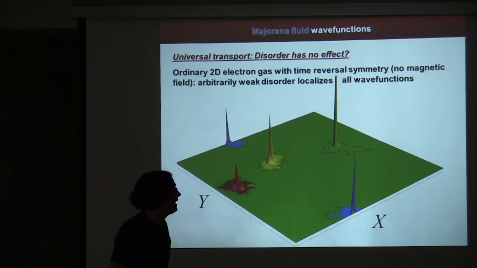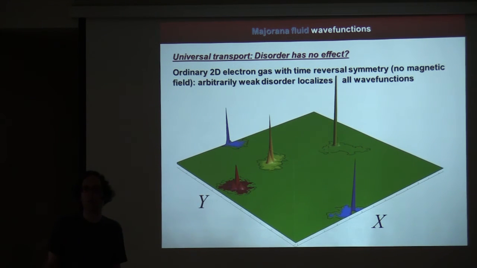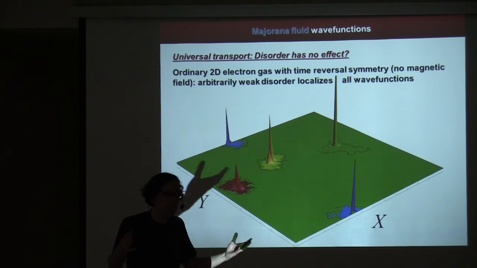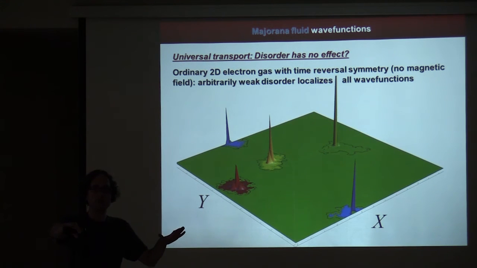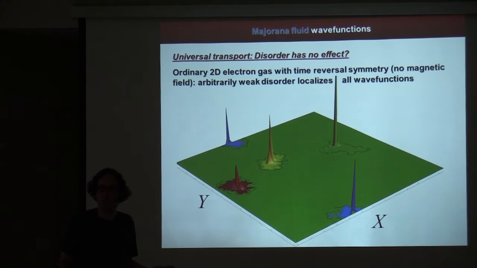So, okay. In the last 15 minutes, I want to talk about some other physics related to the disorder. So it seems like disorder has no effects whatsoever. It does not affect transport. It does not create Altshuler-Aronov corrections. There are no Friedel oscillations. The density of this Majorana fluid should be perfectly uniform. And so you would say, okay, we can just forget about disorder. This is just like the quantum Hall effect.